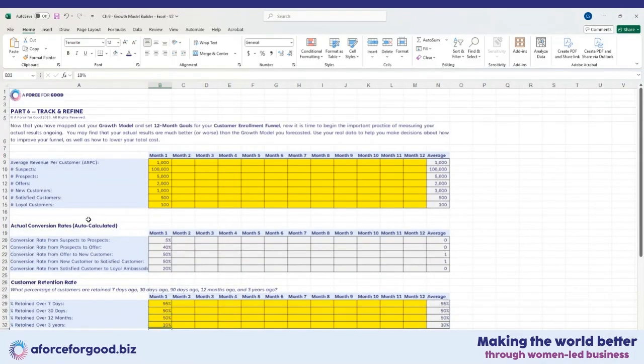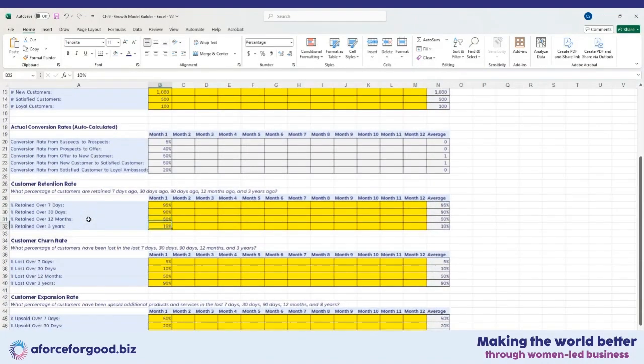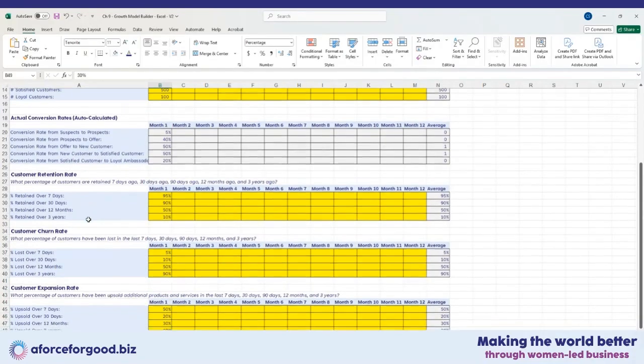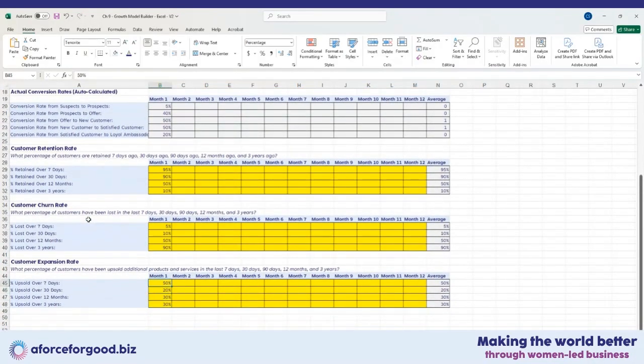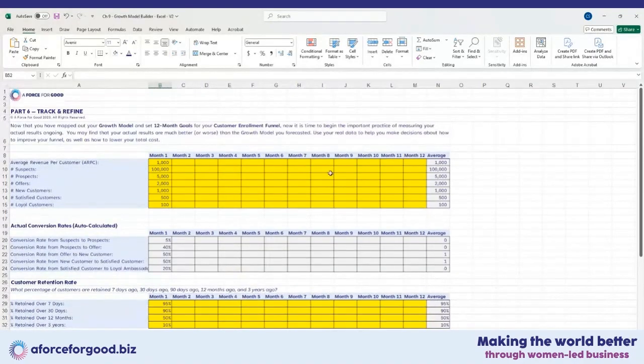You can start to track retention. What's that percentage? What's the percent that have been lost? And then how many of the customers have we upsold? And what percentage of customers have been upsold in the last 7, 30, 90, 12-month, 3 years? Start filling in this data every month.